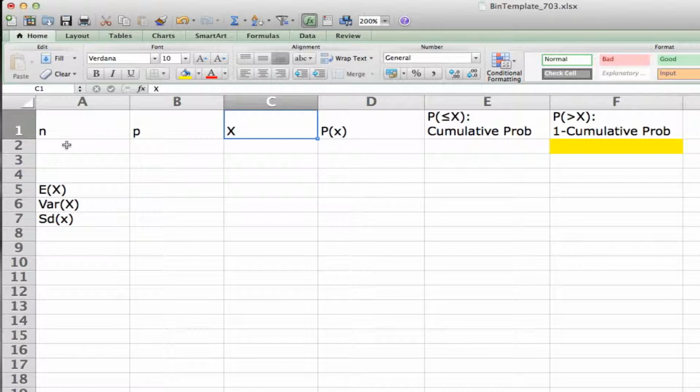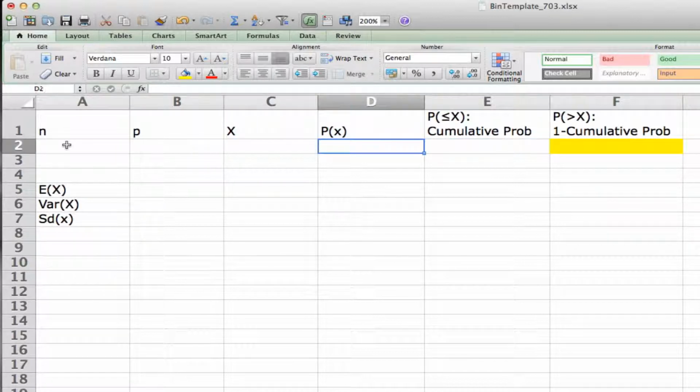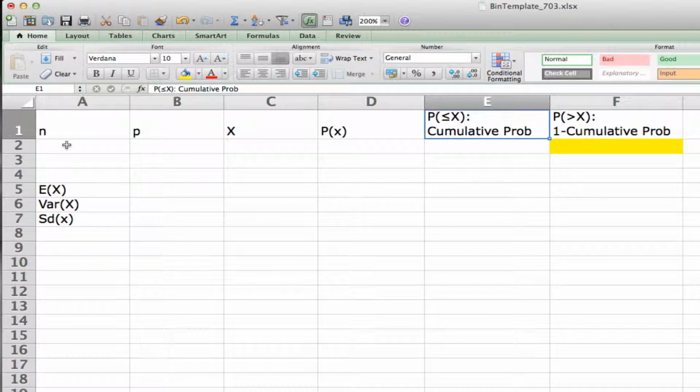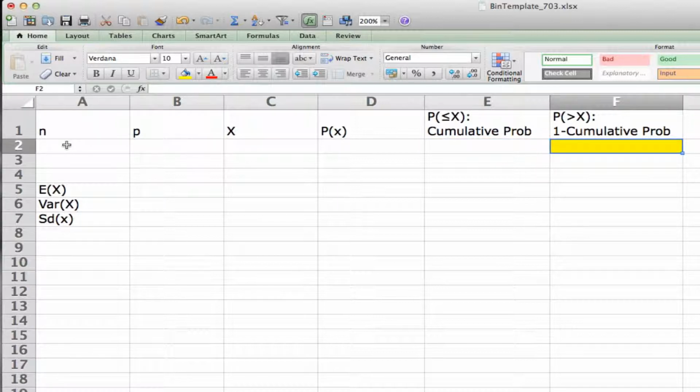Now, you'll also notice that in columns D, E, and F, I have three different types of probabilities. I have P of X, which is the probability of exactly X successes. P of less than or equal to X is the cumulative probability. In other words, the probability of X or fewer successes, the probability that you have anywhere between 0 and X successes. And then P greater than X, which is 1 minus the cumulative probability. In other words, the probability of more than X successes.